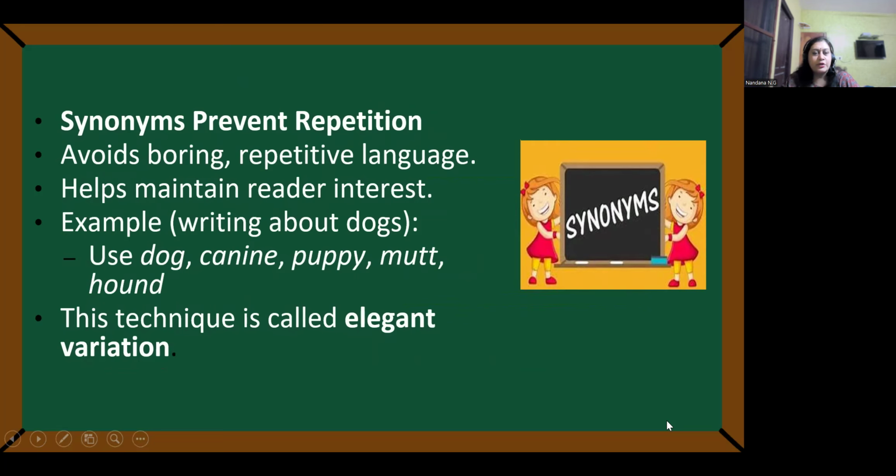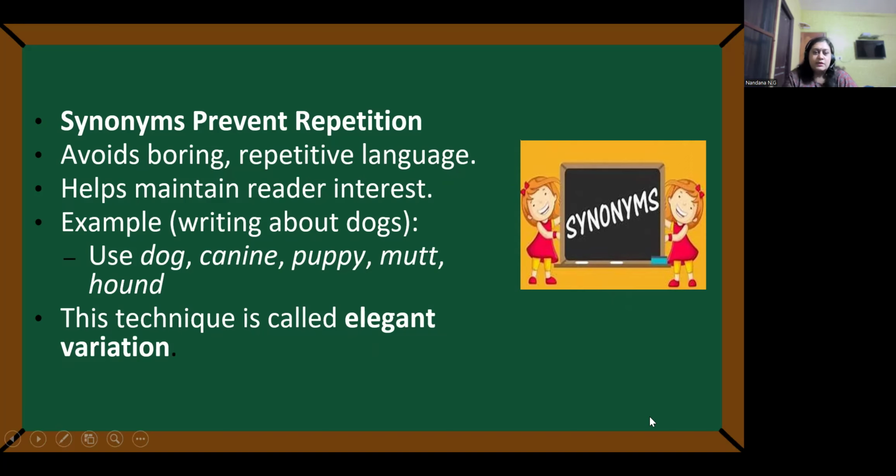Synonyms prevent repetition. It avoids boring, repetitive language. Imagine you are using the word good everywhere. Don't you think it becomes boring and repetitive? Likewise, while you are writing about dogs, for example, instead of using the word dog in all the places, you can also use the words canine, puppy, mutt, hound, etc. This technique is called elegant variation.